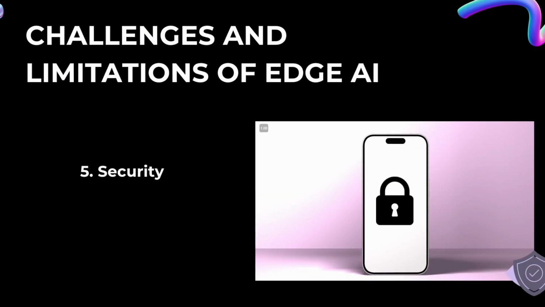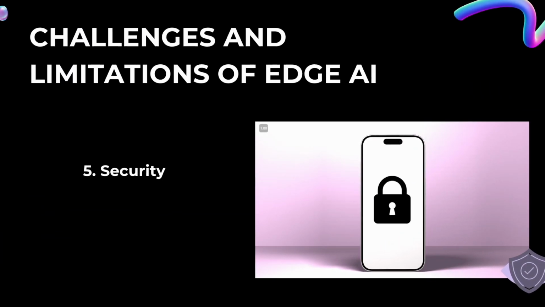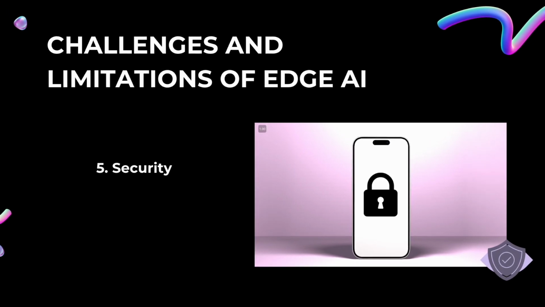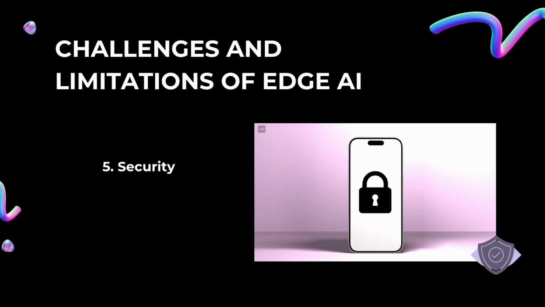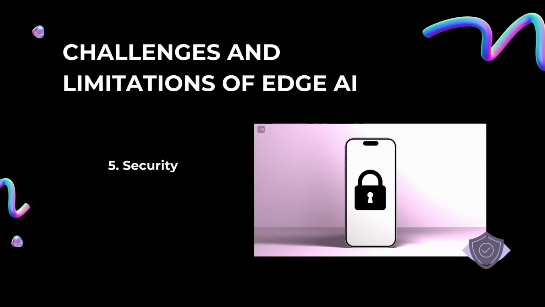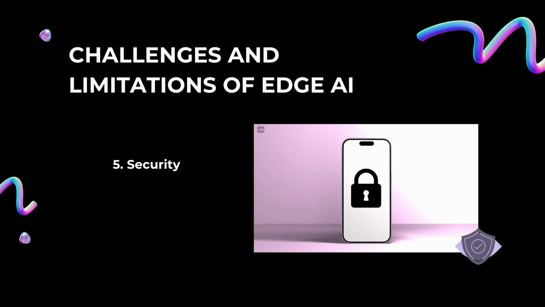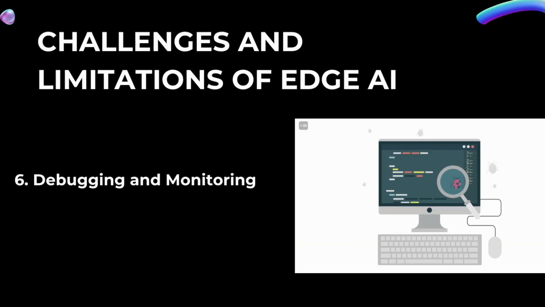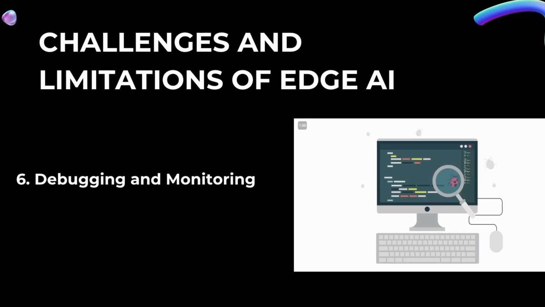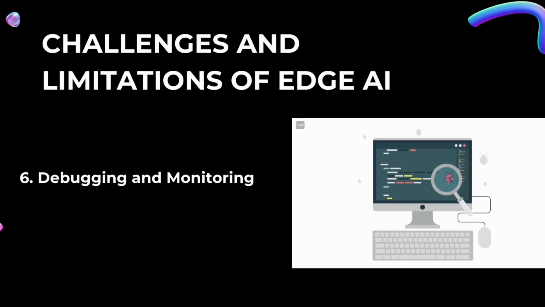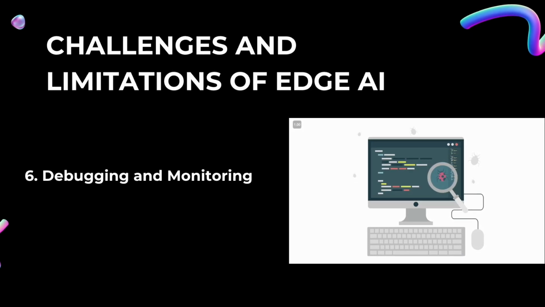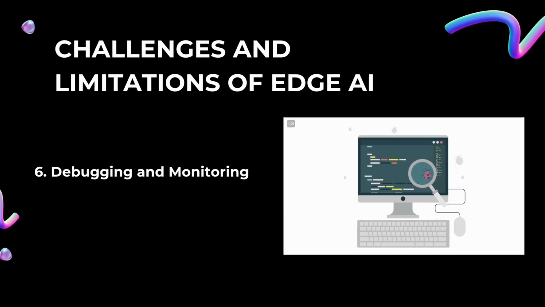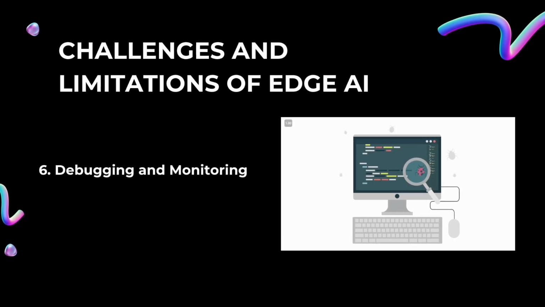Five: security. While Edge AI improves privacy by keeping data local, it also means that the device itself becomes a target. Attackers could try to extract the model or tamper with data. Securing the device, encrypting models, and using secure boot are all important considerations. Six: debugging and monitoring. It's much harder to debug and monitor models running on remote, resource-constrained devices compared to cloud environments. You may need to build custom logging, remote monitoring, or fallback mechanisms.